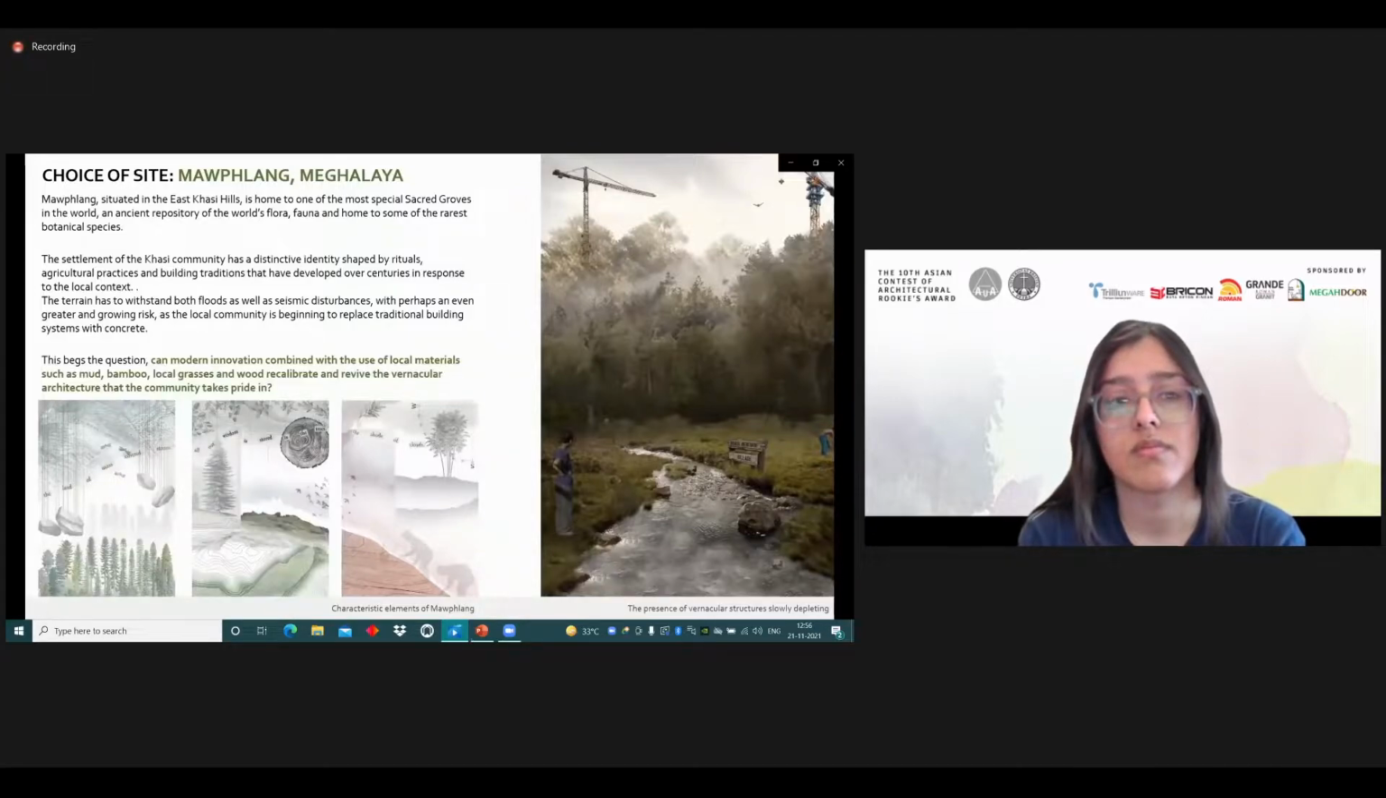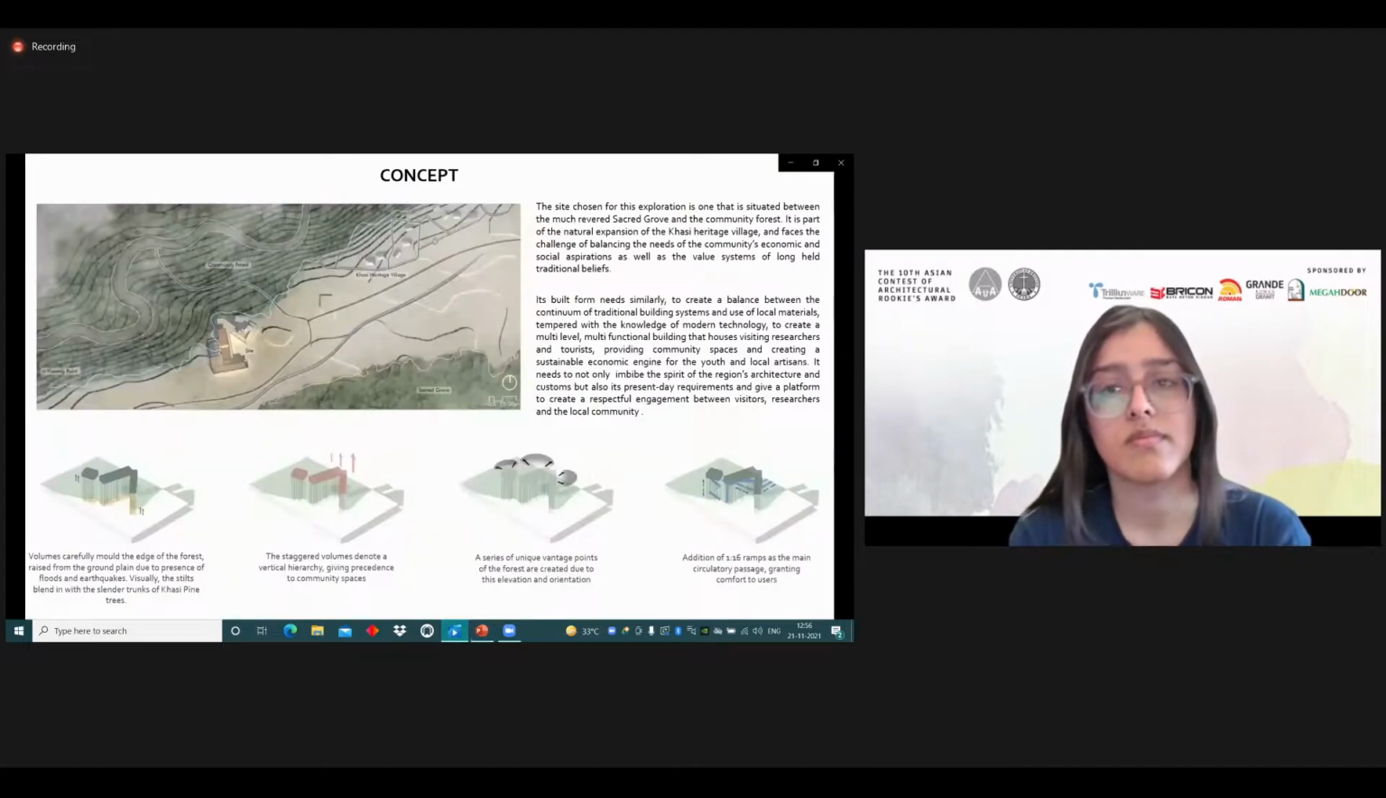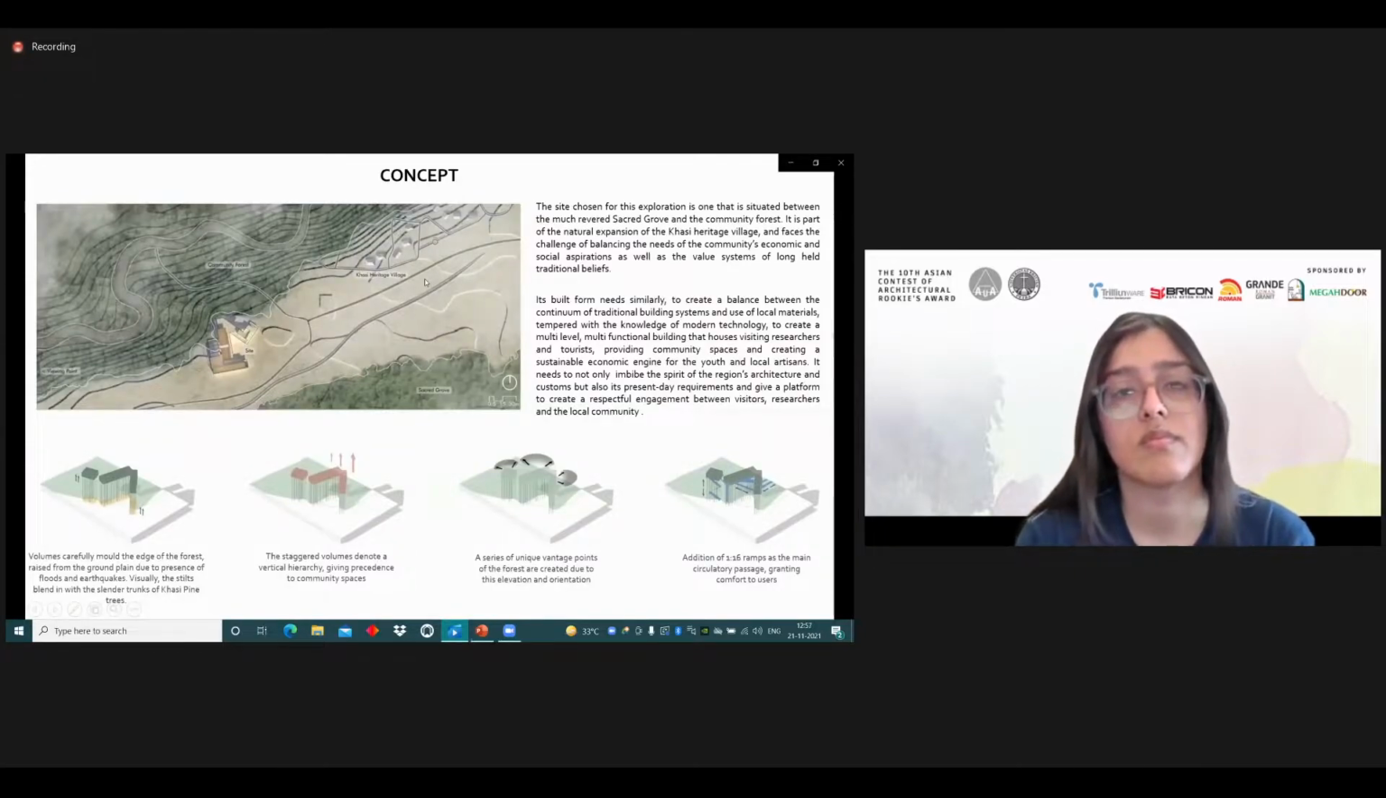This begs the question: can modern innovation, combined with local materials such as mud, bamboo, local grasses, and wood, recalibrate and revive the vernacular architecture that the community takes pride in? The site chosen for this exploration is situated between the much revered sacred grove and the community forest. It is part of the natural expansion of the Khasi Heritage Village, located right here, and faces the challenge of balancing the community's economic and social aspirations with the value systems of long-held traditional beliefs.